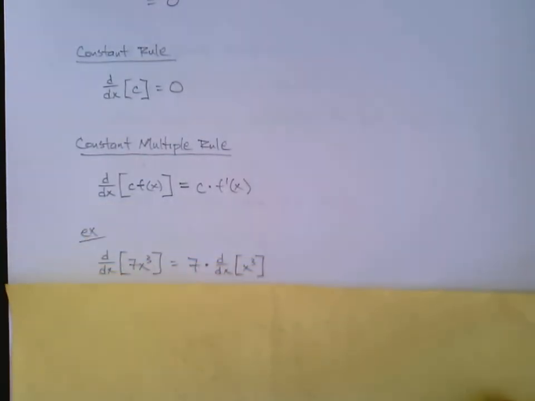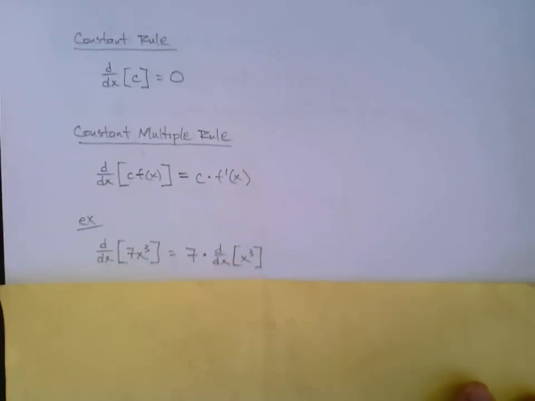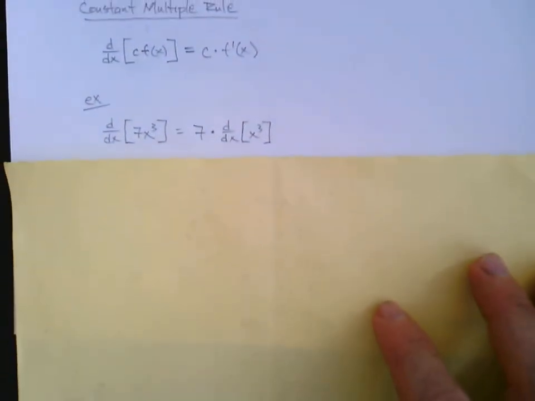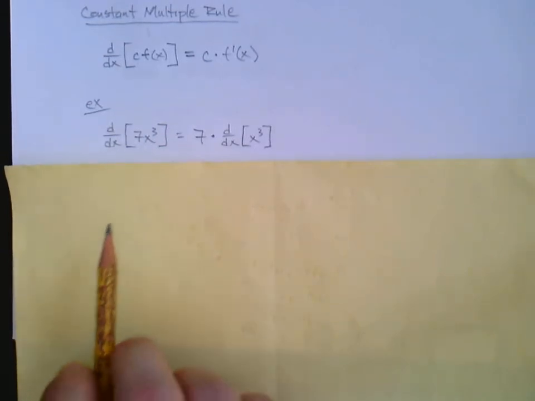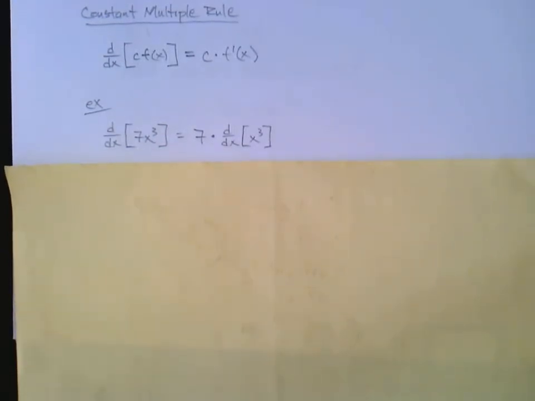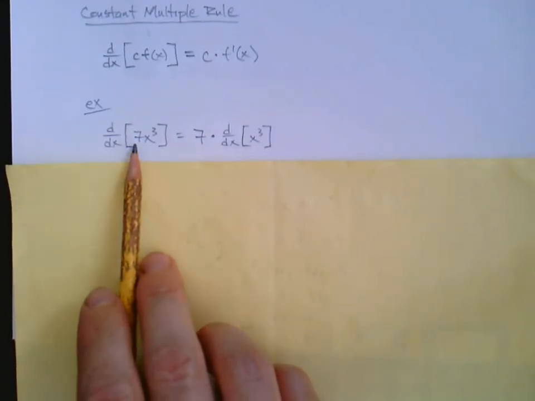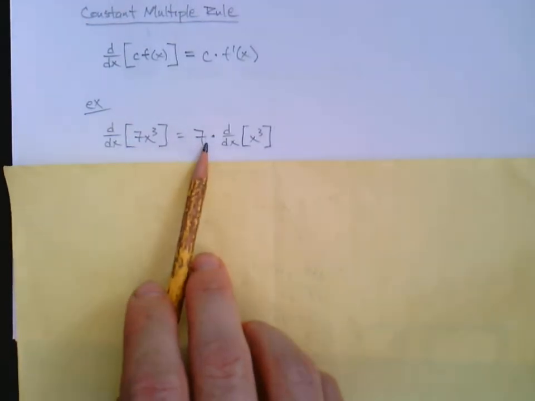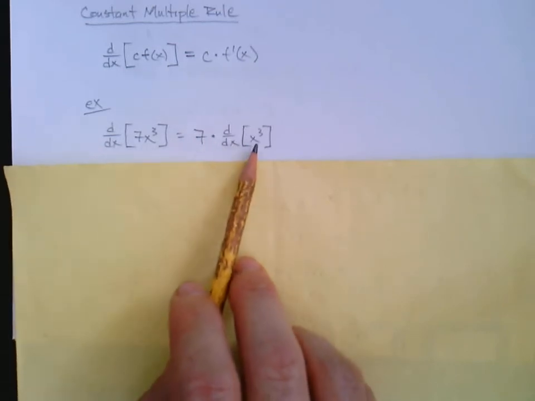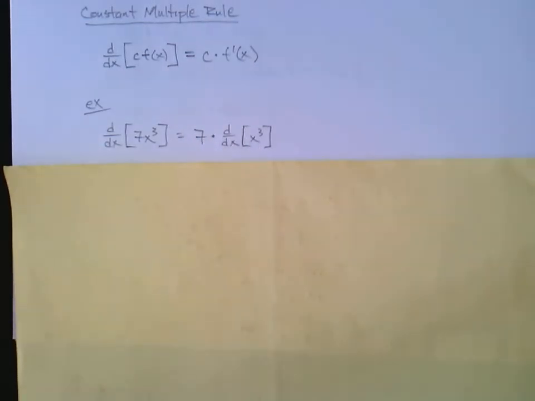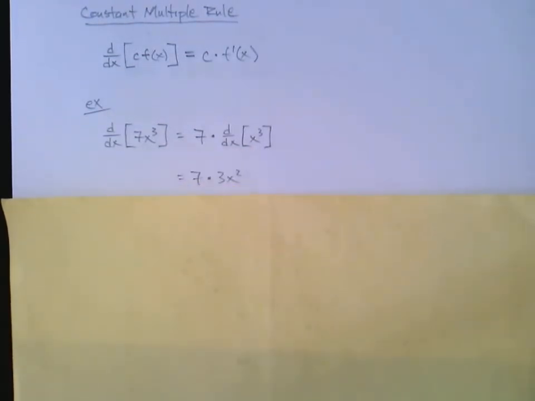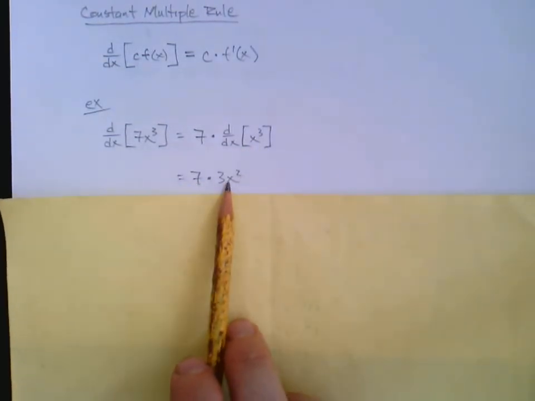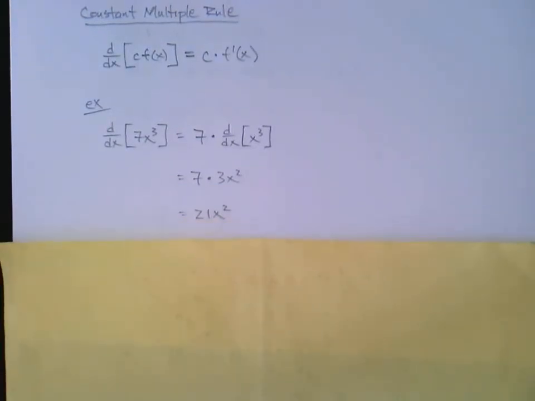We've got a quick example here. So what if we wanted the derivative of 7x to the third? We're going to say, okay, 7 is like a constant multiple, so that's just going to carry along, and I'm going to multiply it by the derivative of x to the third. Well, the derivative of x to the third, we know, is 3x squared. So that's going to multiply, and my final answer is going to be 21x squared.